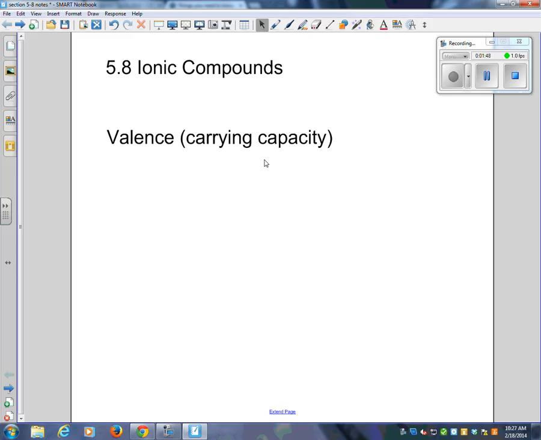So the ones on the left do what with their electrons? They get rid of them, right? The ones on the left get rid of them.